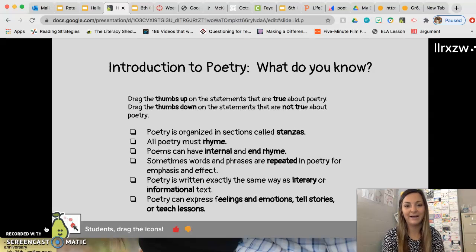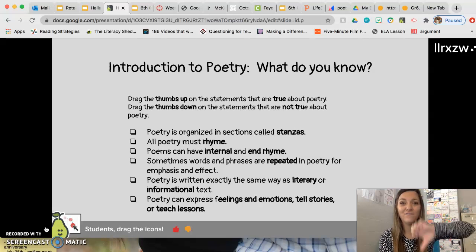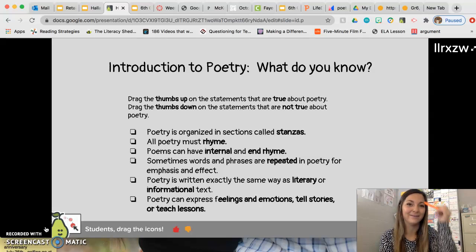All poems must rhyme. False. There are two types of poetry. There's traditional poetry, which does rhyme, and there's free verse poetry, which has a lot fewer rules. So all poetry does not have to rhyme. Poetry can have internal and end rhyme. That is true. Internal rhyme is rhyme within a sentence, and end rhyme is the rhyme patterns at the very end of lines.